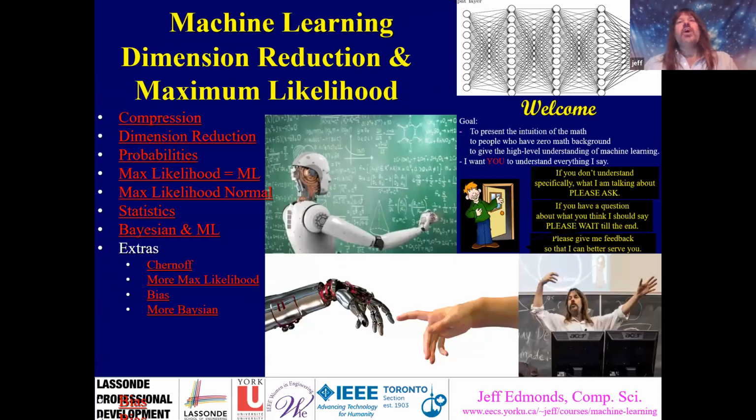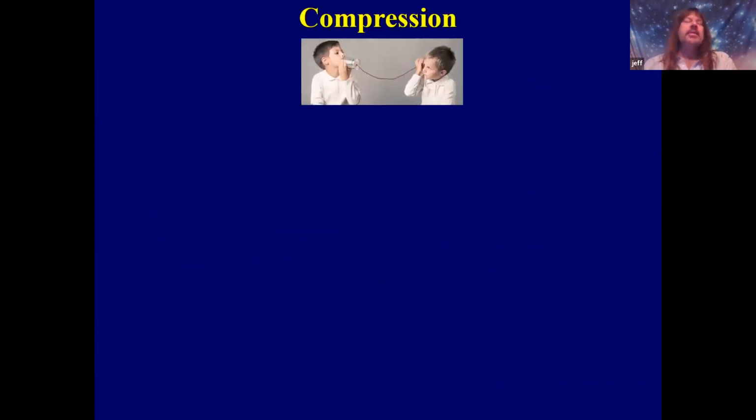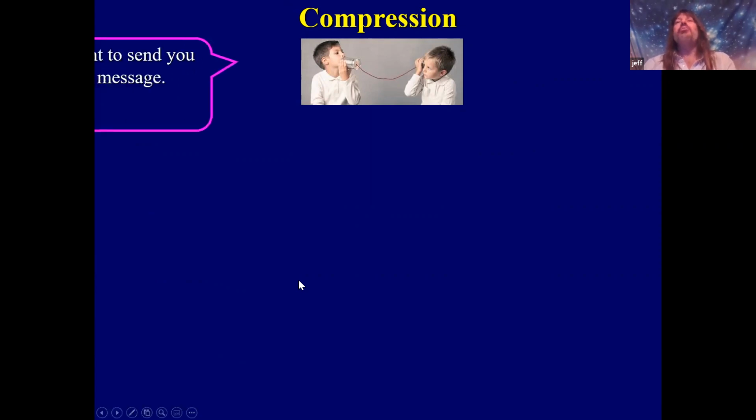So today we're doing dimension reduction and maximum likelihood, which use a lot of statistics and probabilities. So hopefully that won't be such a problem. And dimension reduction is again about compression.